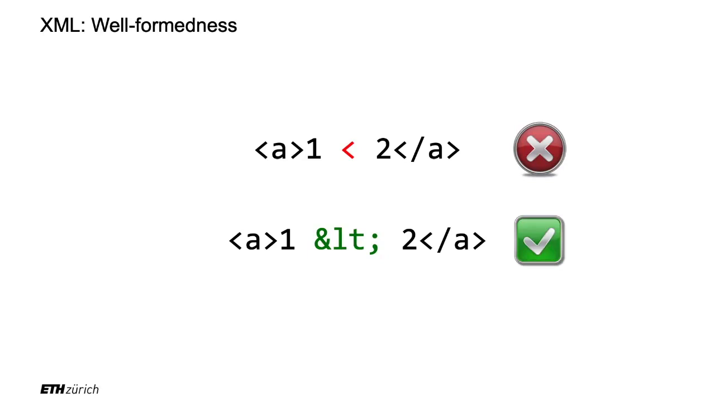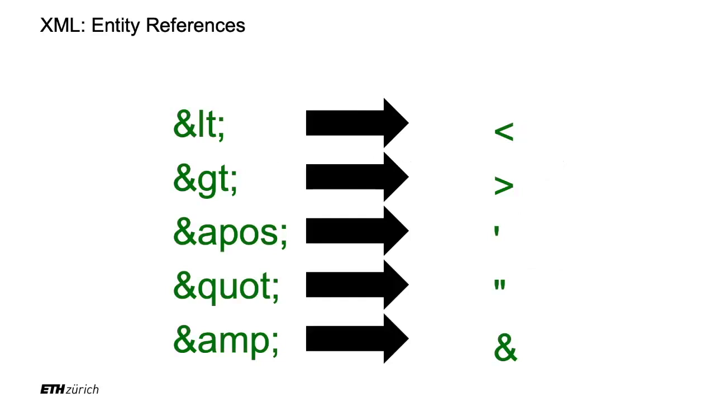I have good news for you. There's only 5 of them. LT, lower than, GT is greater than, apos is for the apostrophe, quote is for the double quote, and amp is for the ampersand itself. If you know HTML, you know that in HTML, there's many, many others, but that's HTML. In XML, there's really only these 5. If you want more, you can define them, but I'm not showing you how. Okay? So these are just these 5.